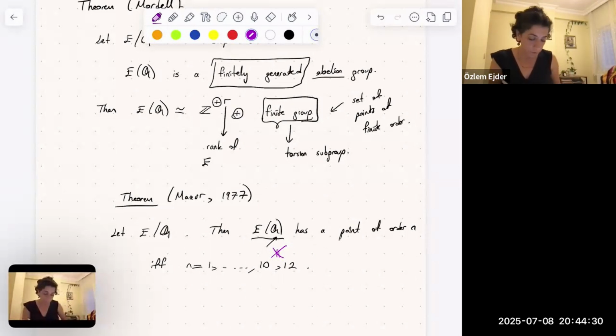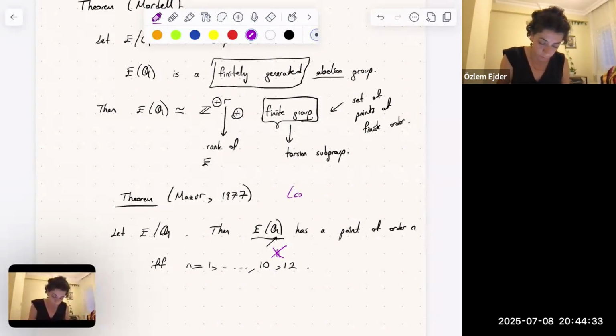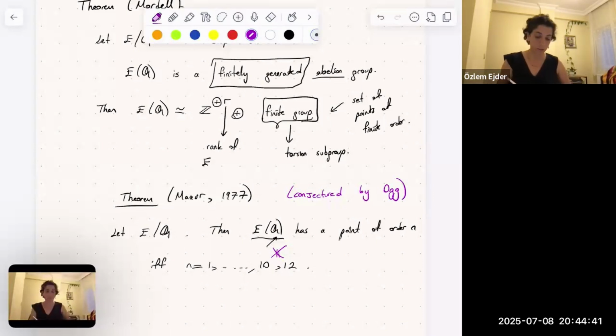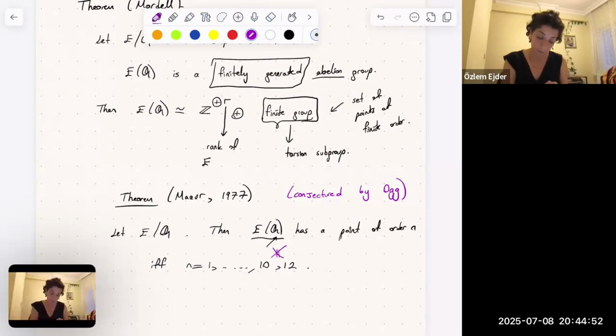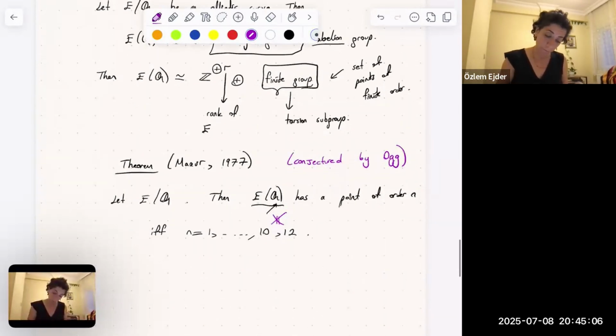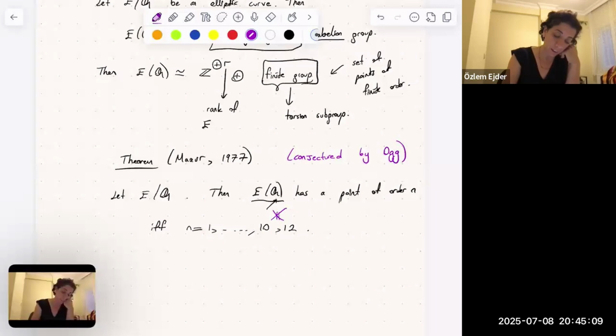This is the theorem of Mazur, and it was conjectured by Ogg a long time ago. I don't remember the date now, but it was conjectured by Ogg and then proved by Mazur in 1977. After this, we also have versions of this theorem for degree 2 fields, degree 3 fields, and so on, but I won't get into that for now. So maybe one thing about this rank R.